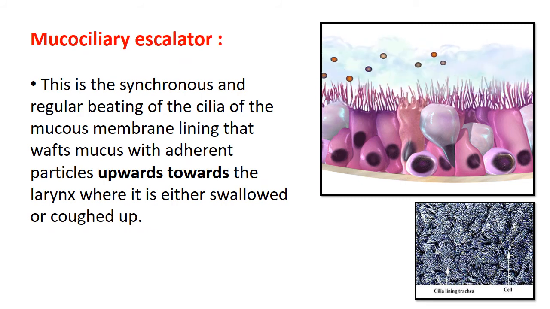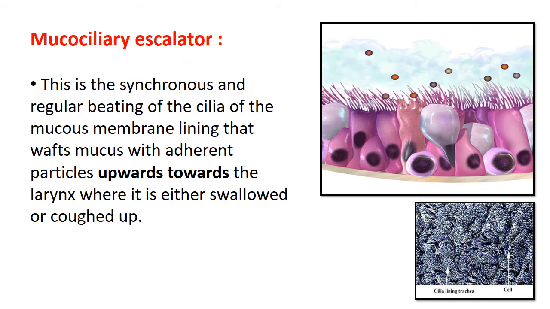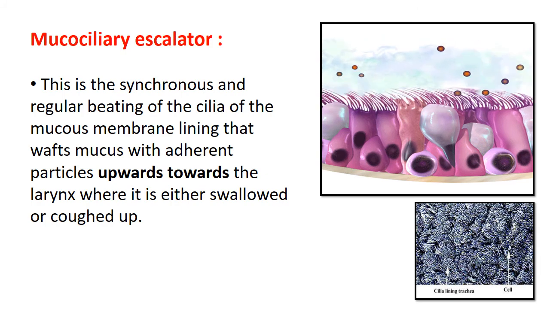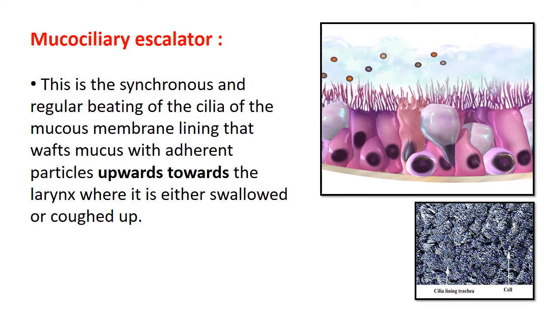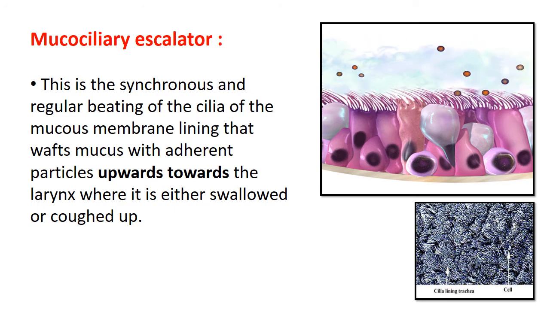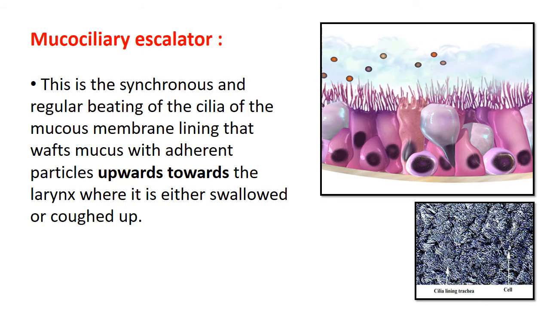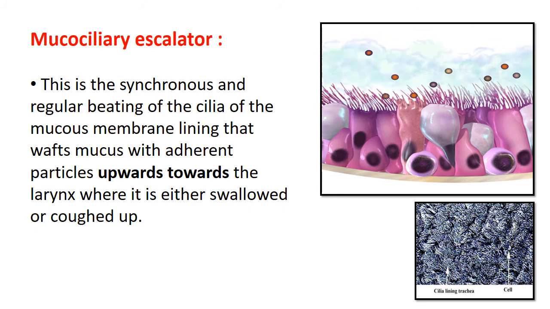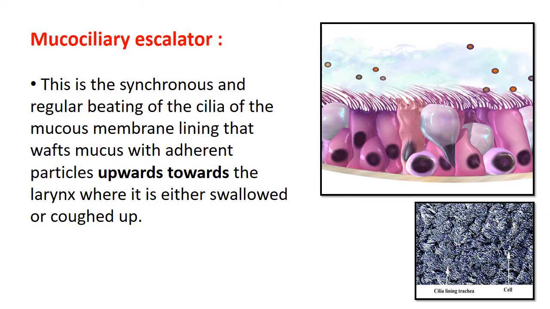Now, the second function, the mucociliary escalator. You can see in the figure there are the cilia. They are very helpful to move the mucus upwards. This is the synchronous and regular beating of the cilia of the mucous membrane that wafts the mucus with adherent particles upwards toward the larynx, where it is either swallowed or coughed up.